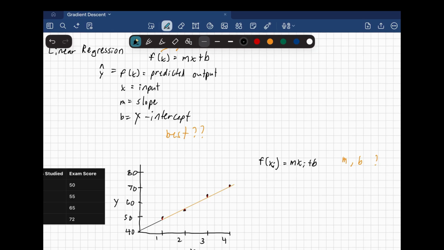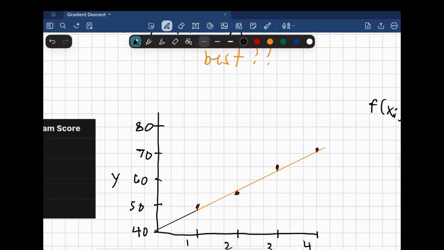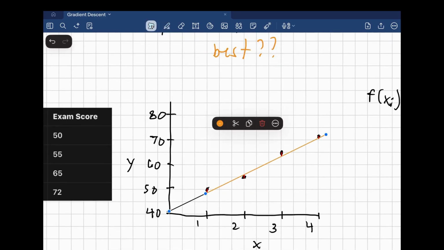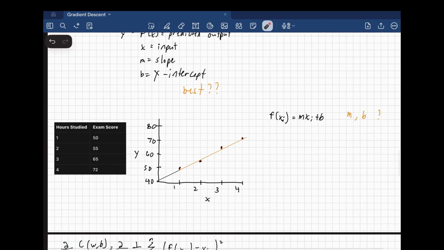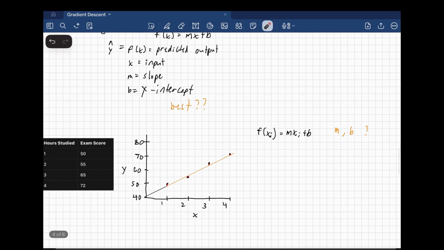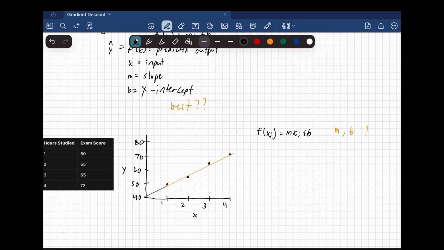This just means: what is the value of y when x is equal to 0? To do that, we can do it graphically by just extending the line up to the y-axis. At this point, x is equal to 0, and as we can see, y is approximately, let's say, 41.5. So let's just say b is equal to 41.5.